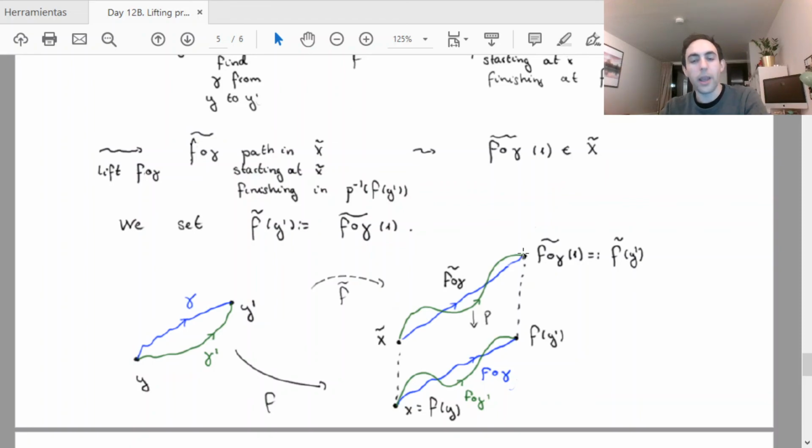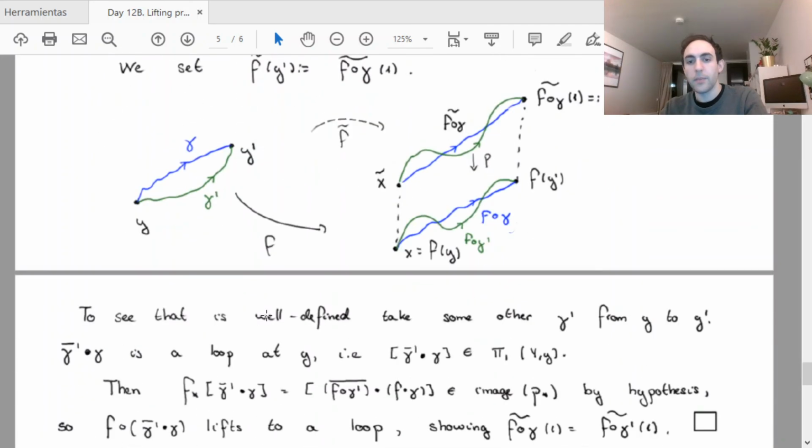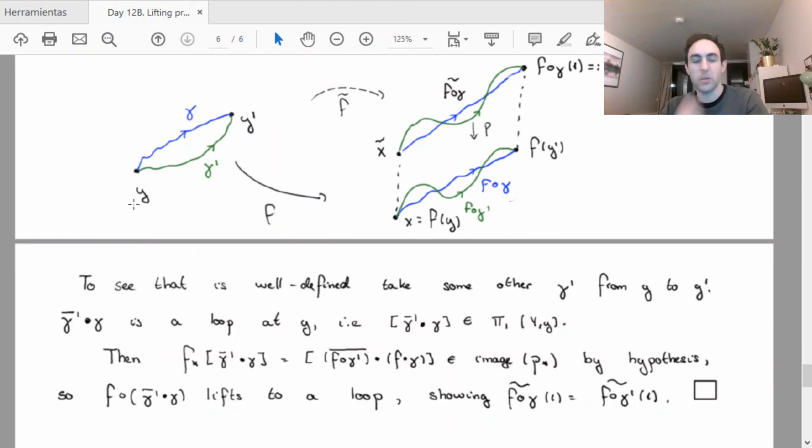So why can this not happen? Why is it true that the picture is always like this, that it closes up? What you can do is observe the following. I can look at the following loop: gamma, and then gamma tilde reverse. This is clearly a loop in Y based at little y. Now this loop, I can push forward by f star. And this will yield some loop in pi1 of X based at little x.